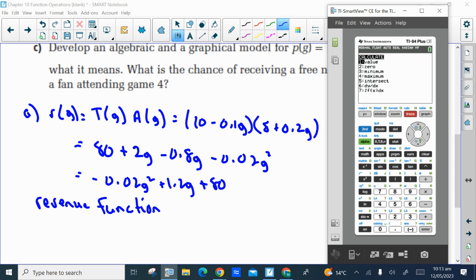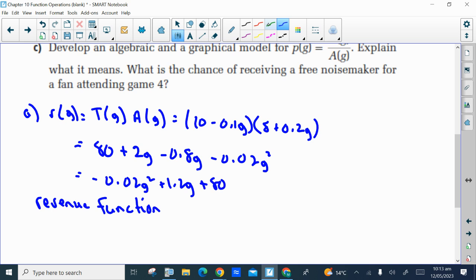Second function trace, number 4 for maximum. I'll put my left boundary at 0 and my right boundary at, say, 50, and then hit enter, and there's our maximum. The maximum occurs at 30, 98.